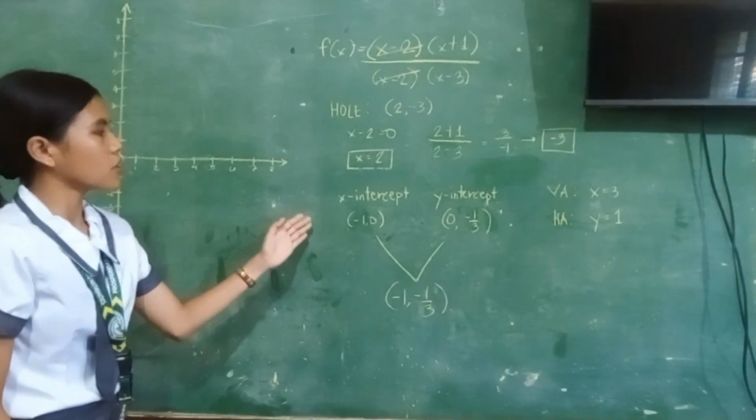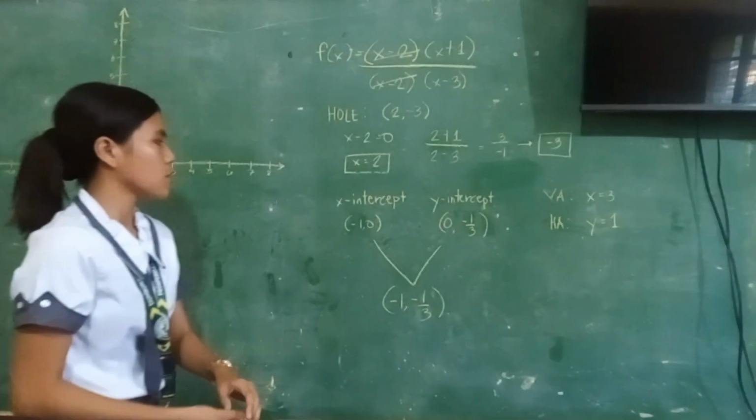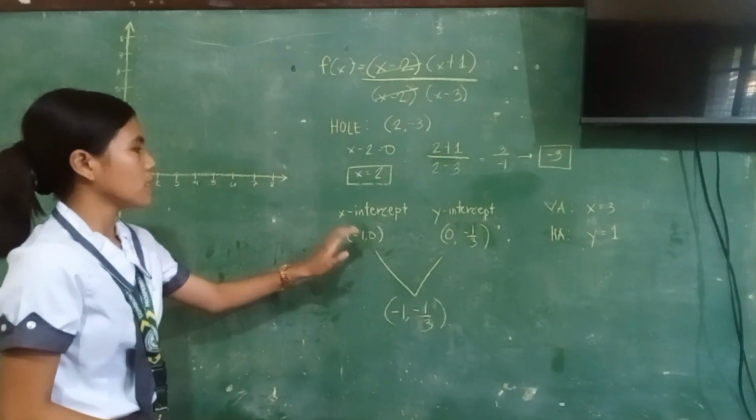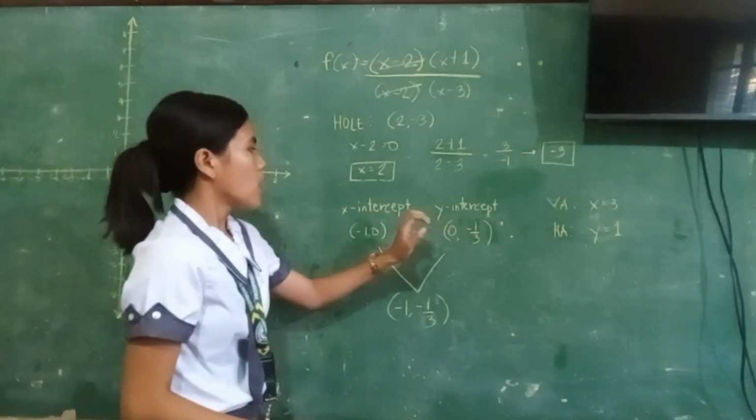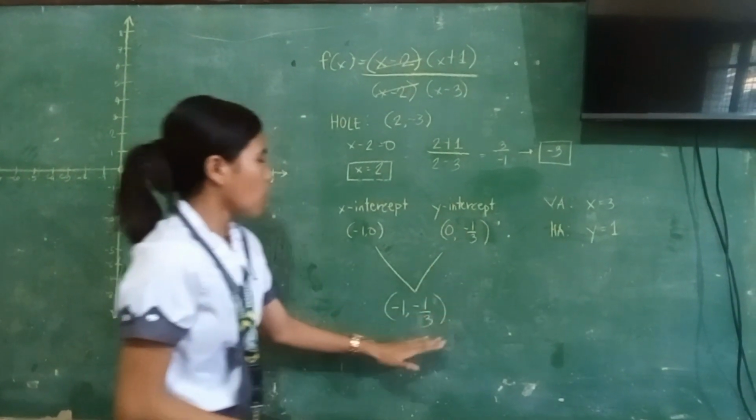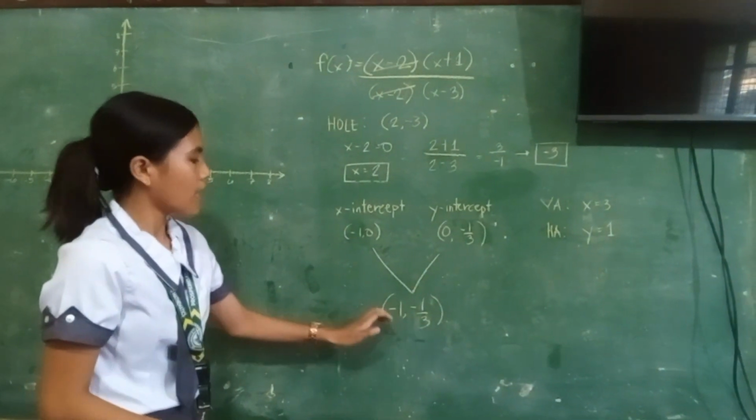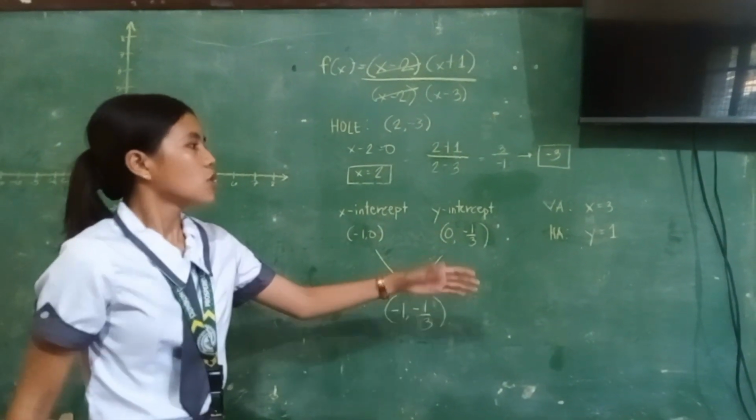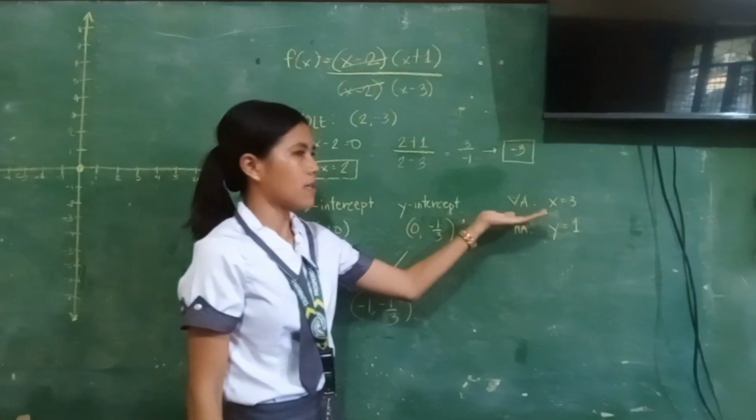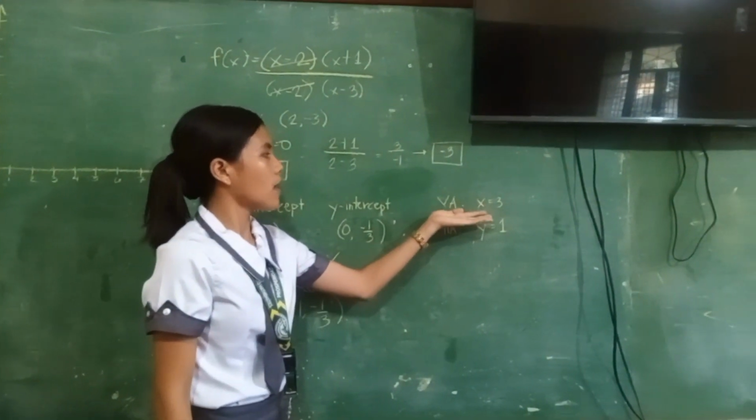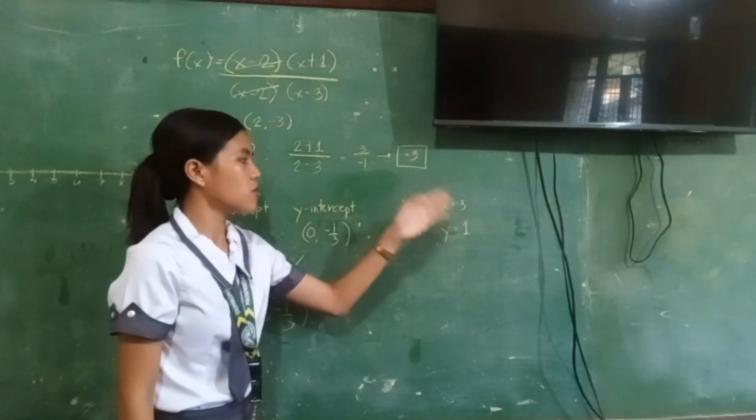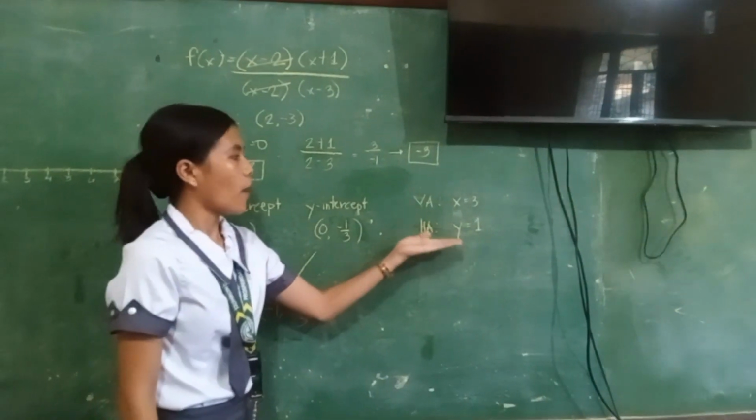For the x-intercept, you already know how to solve. The x-intercept is negative 1 and 0. The y-intercept is 0 and negative 1/3. So the ordered pair is negative 1 and negative 1/3. For the vertical asymptote, same process, you get x is equal to 3, and the horizontal asymptote is y is equal to 1.